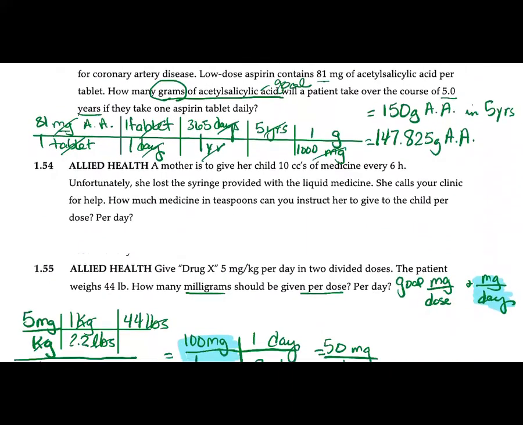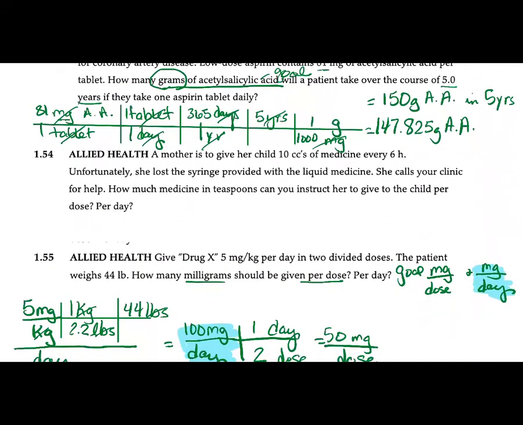All right, let's see, 1.54. A mother is to give her child 10 cc's of medicine every 6 hours. Unfortunately, she lost the syringe provided with the liquid medicine. This happens all the time. She calls your clinic for help. How much medicine in teaspoons can you instruct her to give the child per dose and per day? This is very common, all right? So what you need to know is a conversion. You need to be able to go back and forth between cc's and teaspoons, right?